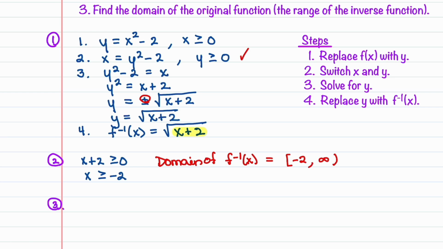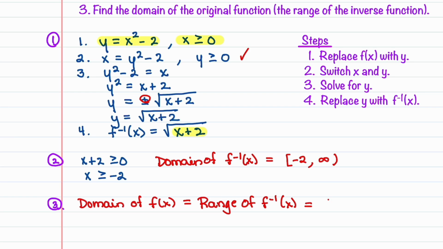And our third step is to find the domain of the original function. This part was actually already provided to us. Our original function is this, and we were told that x is greater than or equal to 0. That was to make it a one-to-one function. So this part is actually already done for us, and we can just write this down. So we can say that the domain of f of x, which we know is the range of f inverse, is equal to all numbers x greater than or equal to 0. So we're going to write this as 0 to infinity.